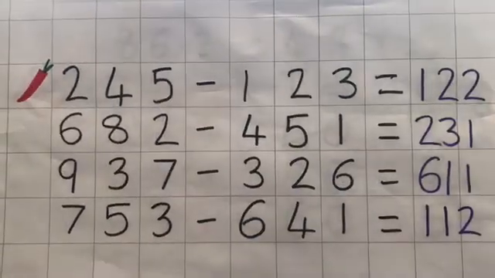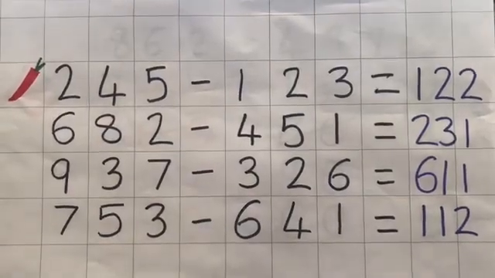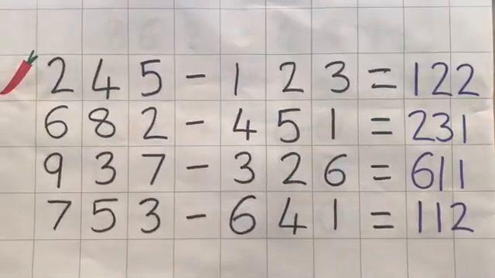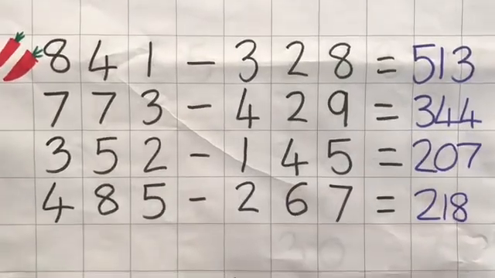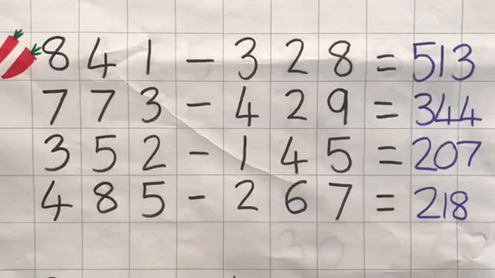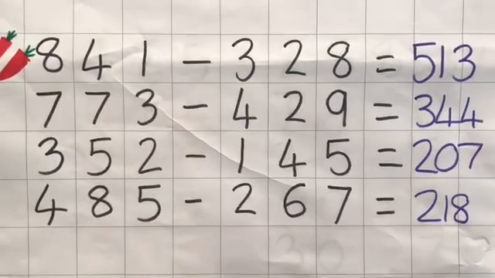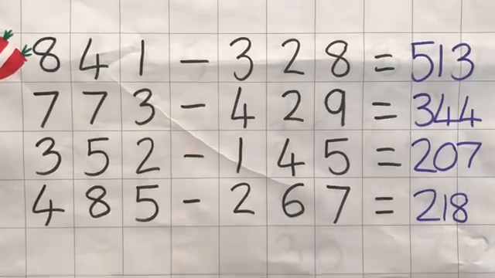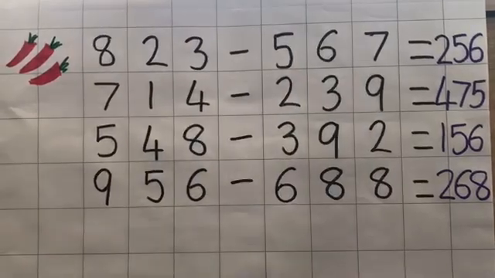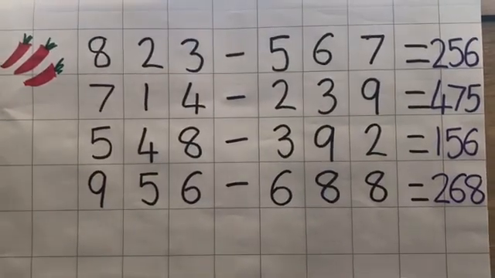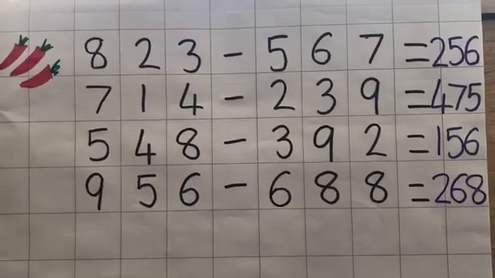Here are the answers for the Chilli 1 questions. How many did you get right? If you got some wrong, that's fine. Have another go at them and see if you can find your mistake. Here are the Chilli 2 question answers. How many did you get right? If you got some wrong, that's okay. See if you can do them again and find where you made your mistake. Here are the Chilli 3 answers. How many did you get right? If you didn't get one right, that's fine. Have another go and see if you can find the mistake that you made last time.